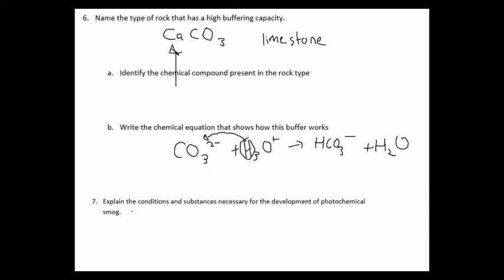Explain the conditions and substances necessary to develop photochemical smog. So there's nitrogen in the air. Most of air is nitrogen, but it doesn't normally combine with oxygen. But it does combine with oxygen if we have heat. So heat from a furnace, heat from a car engine will turn it into NOx, and that NOx is what makes that photochemical smog.